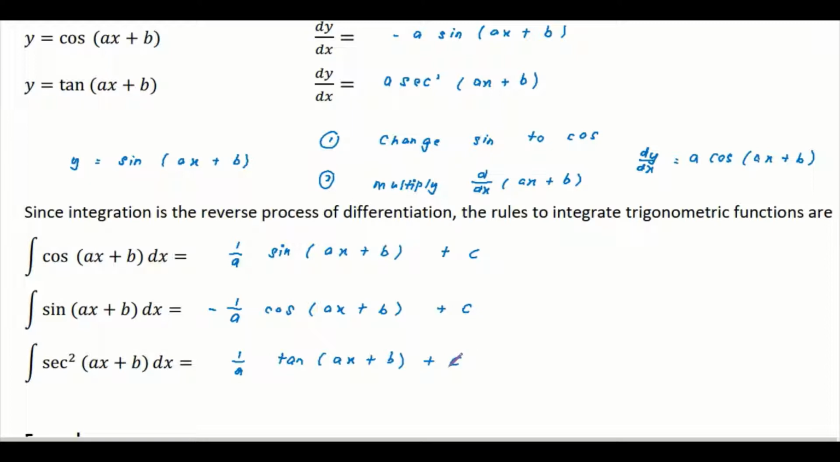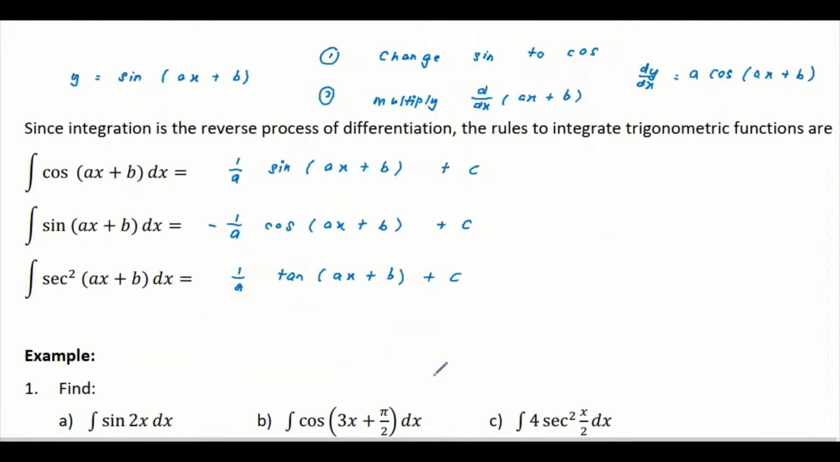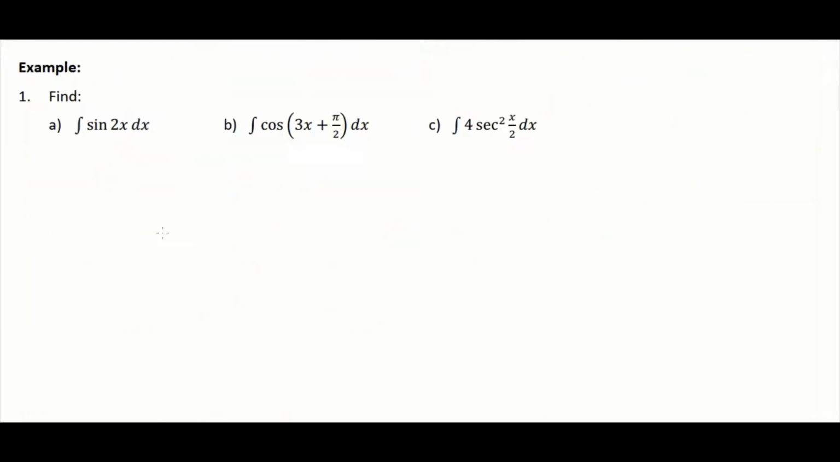Alright, so now let's try to look at the two examples that we have. Okay, let's try to look at number 1a. I guess it wouldn't be very hard because what you need to do is just reverse the process that you have learned previously for the differentiation. So maybe we can just write down. If you have sine, when you integrate it, it becomes negative cos. When you have cos, after you integrate, you have sine. When you have secant squared, after you integrate, you have tangent.